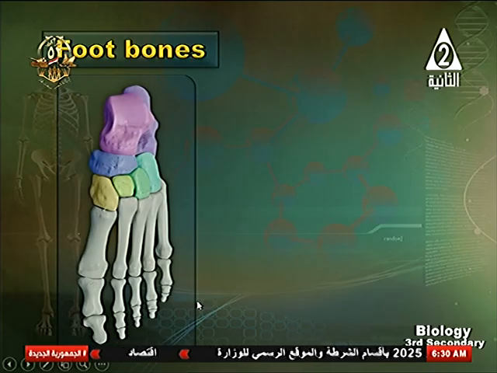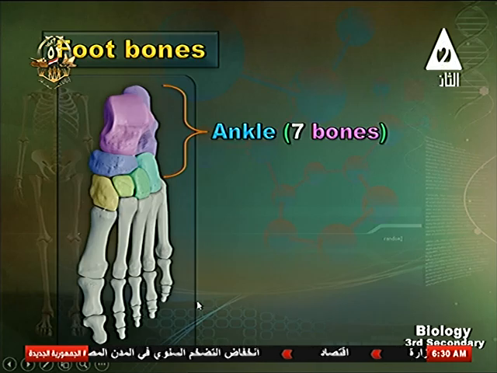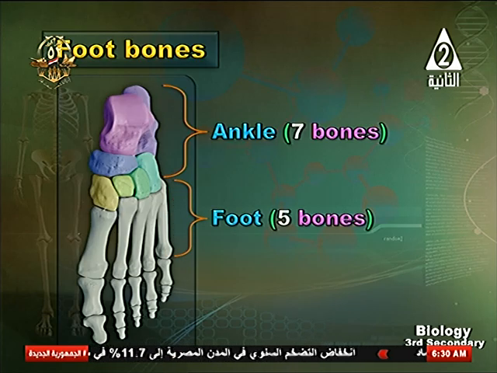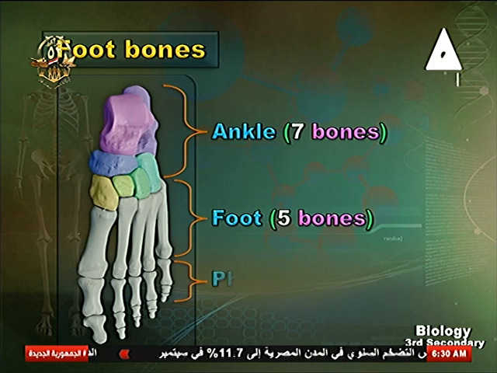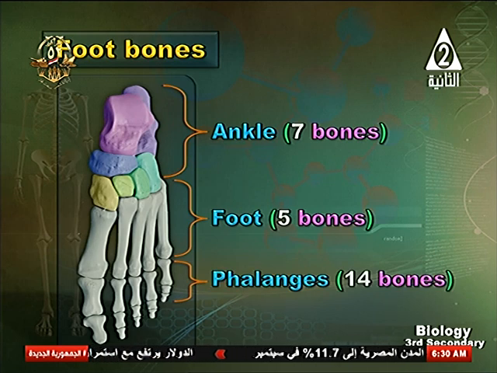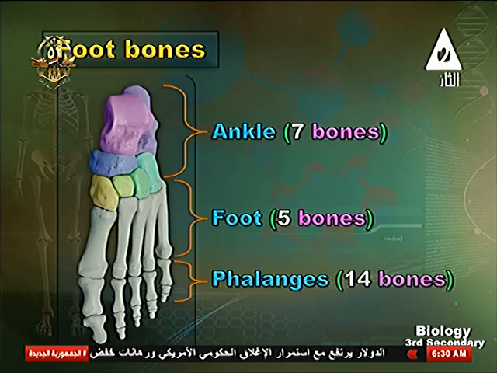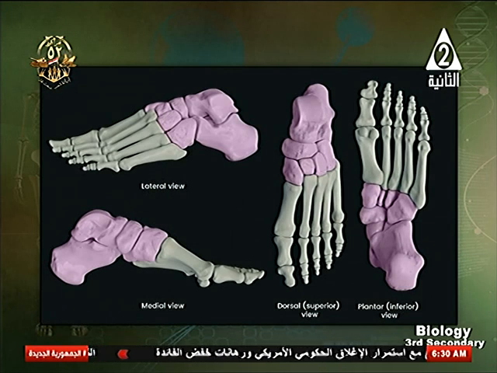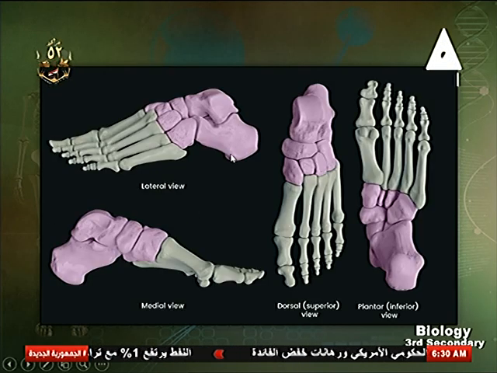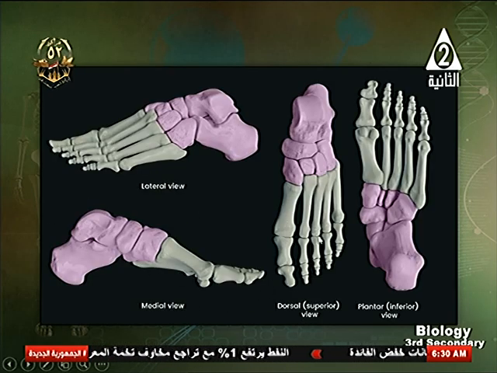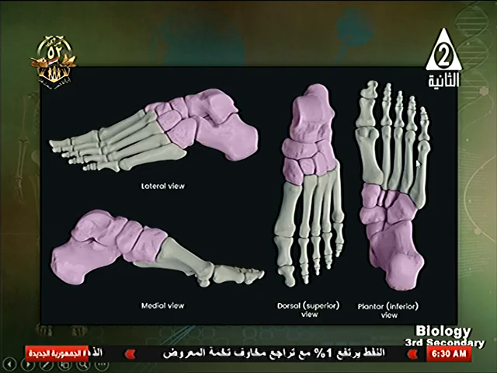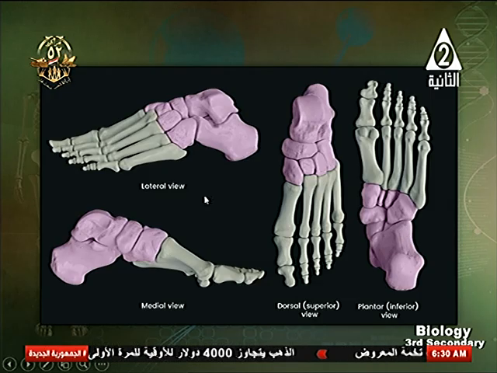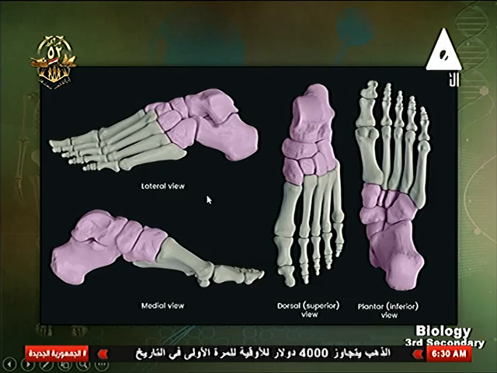These are the foot bones, as we explained before. This is the ankle, which consists of 7 bones, this is the foot, which consists of 5 bones, and these are the phalanges, which are 14 bones. So the total number of bones is 7 plus 5 plus 14, which is 27 bones. These are the views of the foot: lateral view, medial view, dorsal or superior view, and anterior or inferior view. This picture helps you answer different questions about this.